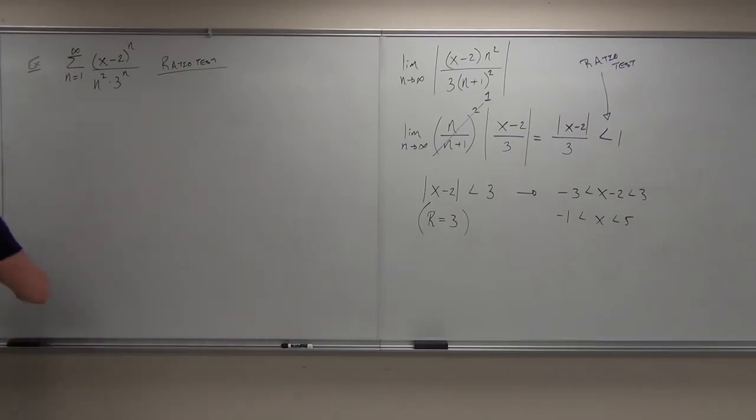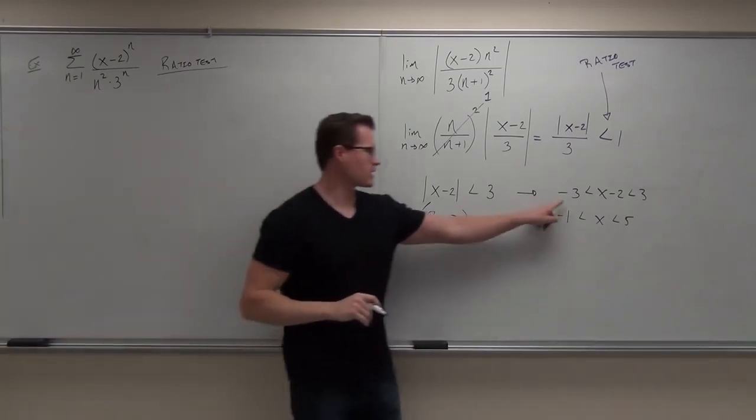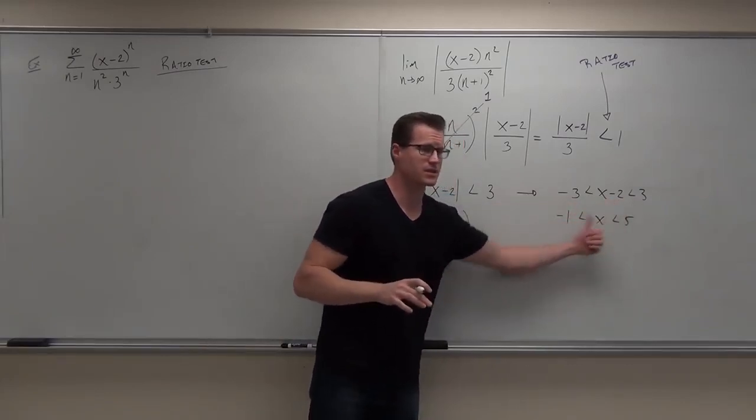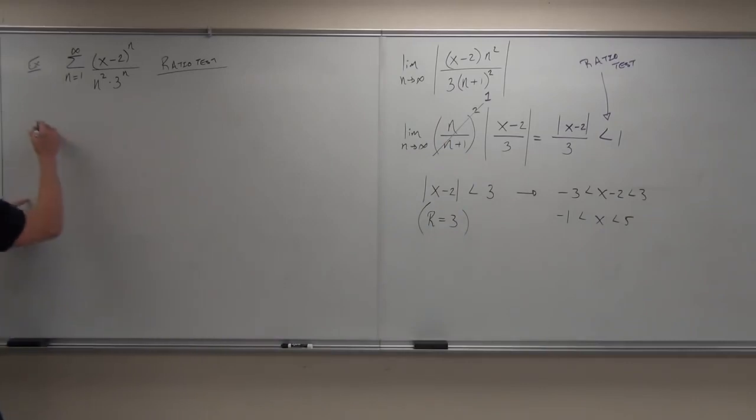So last little bit, endpoints. For our endpoints, what's our first endpoint we check? -1. Don't be silly and check this. That's silly, okay? Make sure you solve for x to find your domain. This is the endpoints of your interval right here. So we do -1 and we do 5.